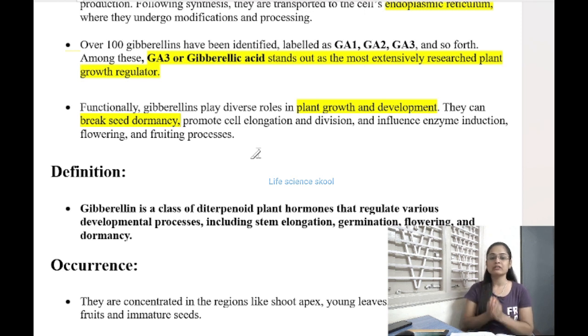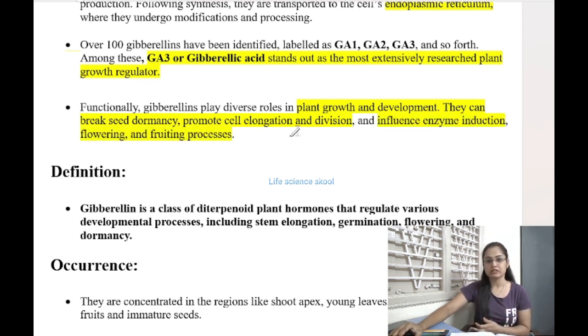So the main function of gibberellins here is that they break seed dormancy. They promote cell elongation, meaning they promote the cell to get enlarged or elongated, and they also promote cell division, influence enzyme induction, and promote the flowering and fruiting process. So these are the main functions of the gibberellins.